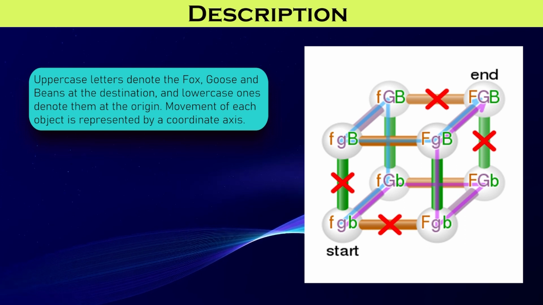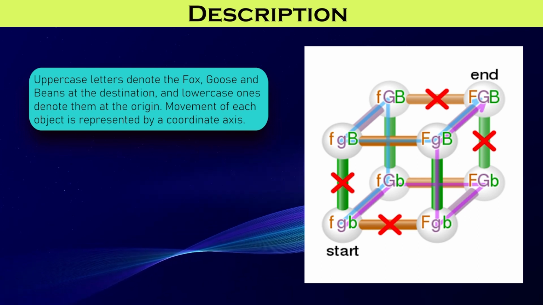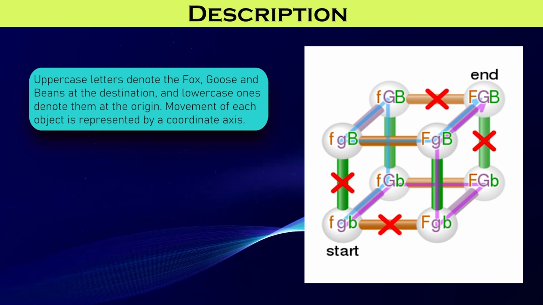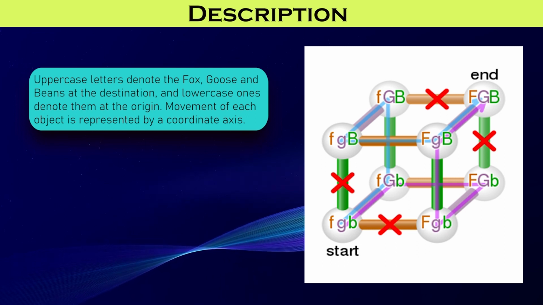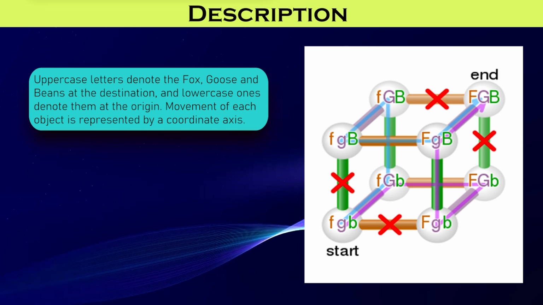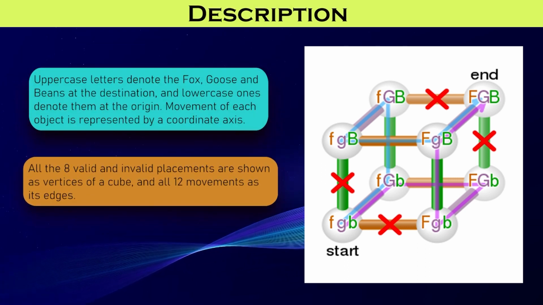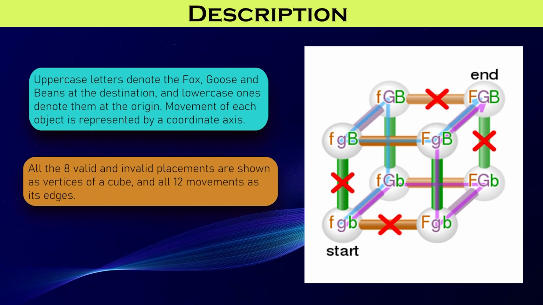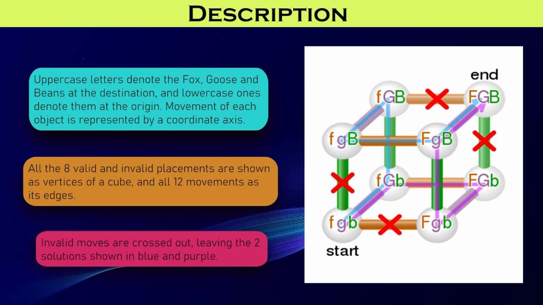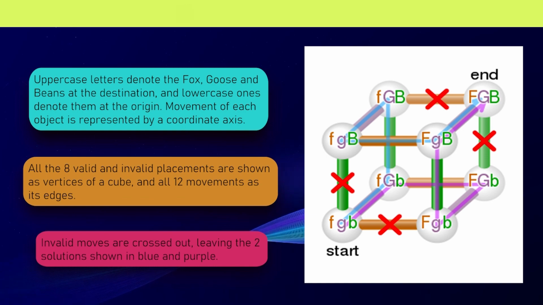Uppercase letters denote the wolf, goat and cabbage at the destination, and lowercase ones denote them at the origin. Movement of each object is represented by a coordinate axis. All the 8 valid and invalid placements are shown as vertices of a cube and all 12 movements as its edges. Invalid moves are crossed out, leaving the 2 solutions shown in blue and purple. Feel free to ask if you have any questions or need further clarification.